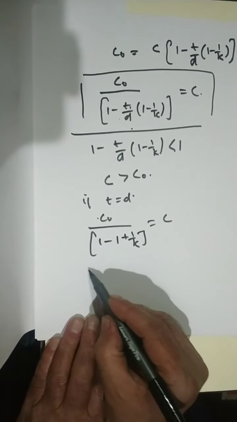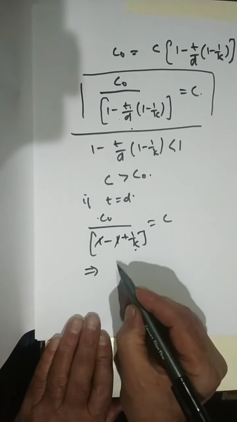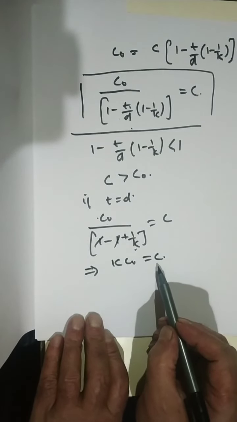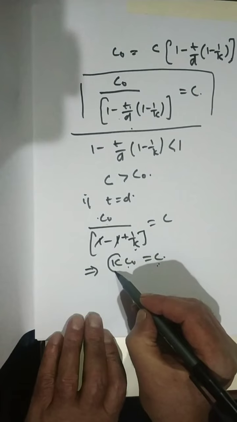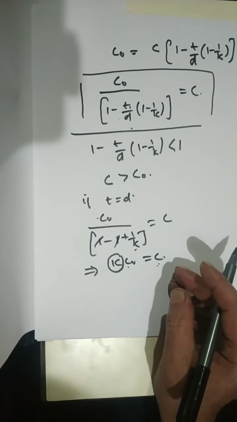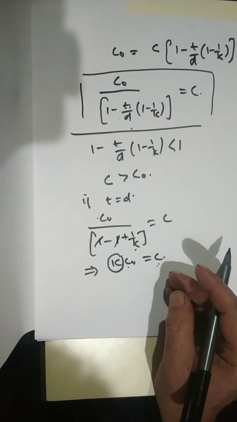So this implies that K goes up, 1 and 1 will cancel out, so it will be KC0 is equal to C. So the capacity of the capacitor with dielectric is increased by a factor of K, which is the dielectric constant. So the capacitance increases, it becomes greater than that of the air capacitor.